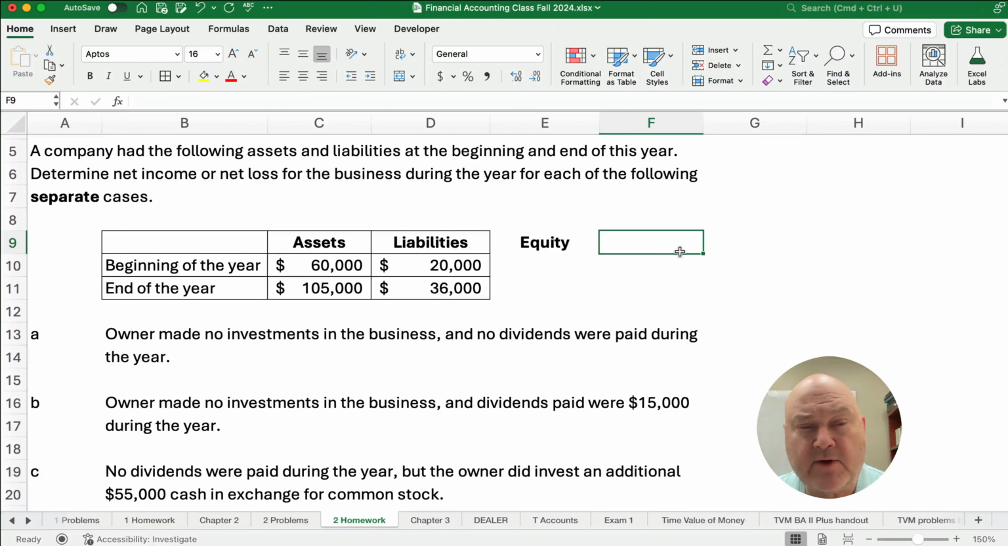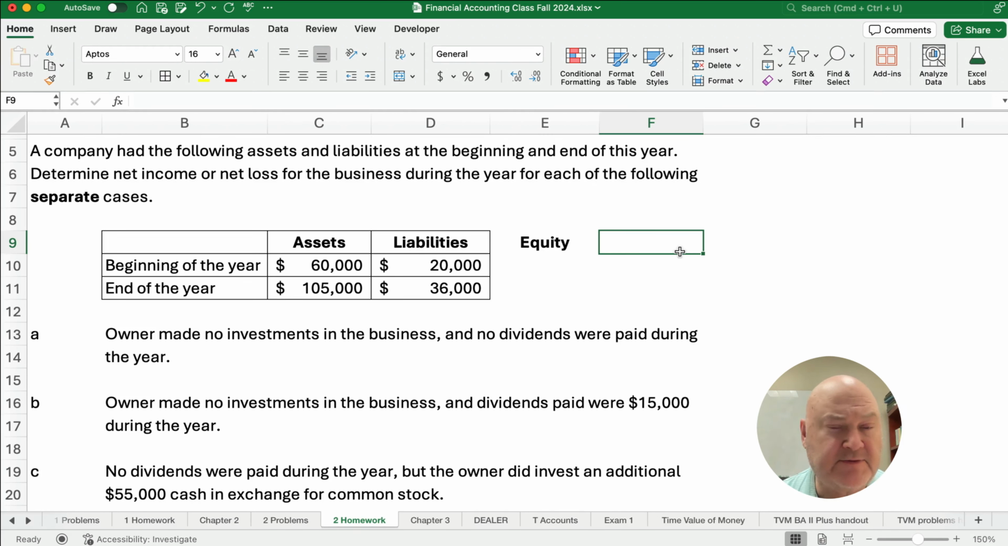Hello and welcome. Today we're working on how to calculate net income if we know things like assets and liabilities and equity, and we have investments in the business and dividends that are coming out of the business. What would net income be for the year? Okay, so this is a problem that happens at the beginning of financial accounting.